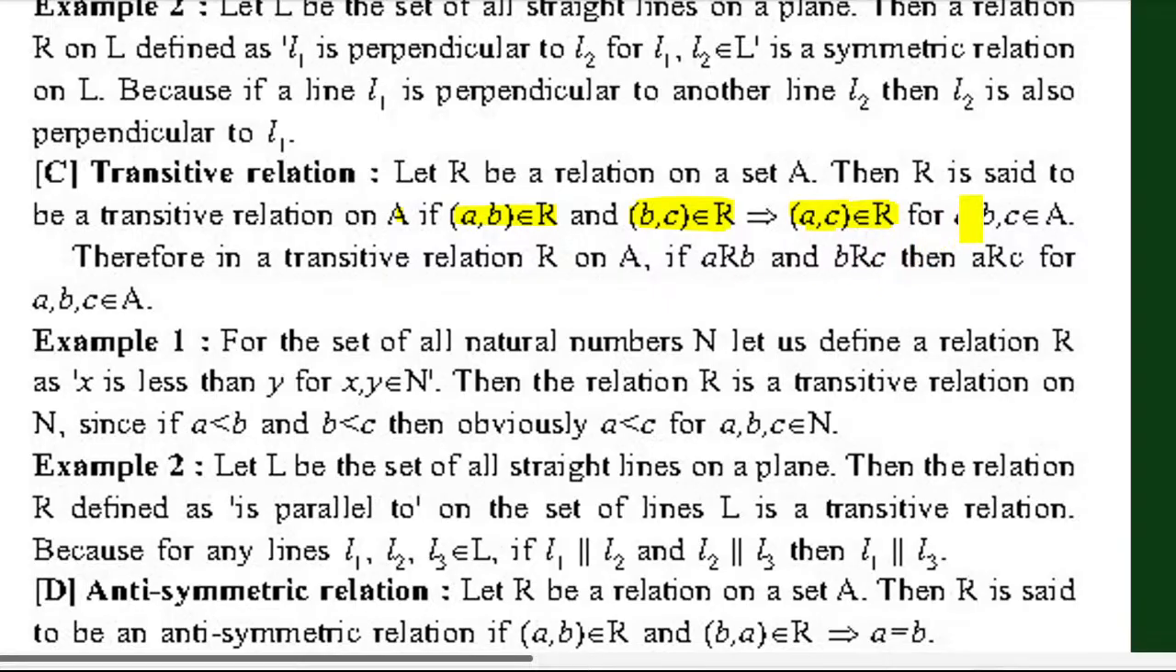For all A, B, C, all the three elements A, B, C must belong to the set A. So therefore, in a transitive relation R on A, if A is related to B and B is related to C, then A is related to C. So this is your transitive relation, for all A, B, C belonging to A.